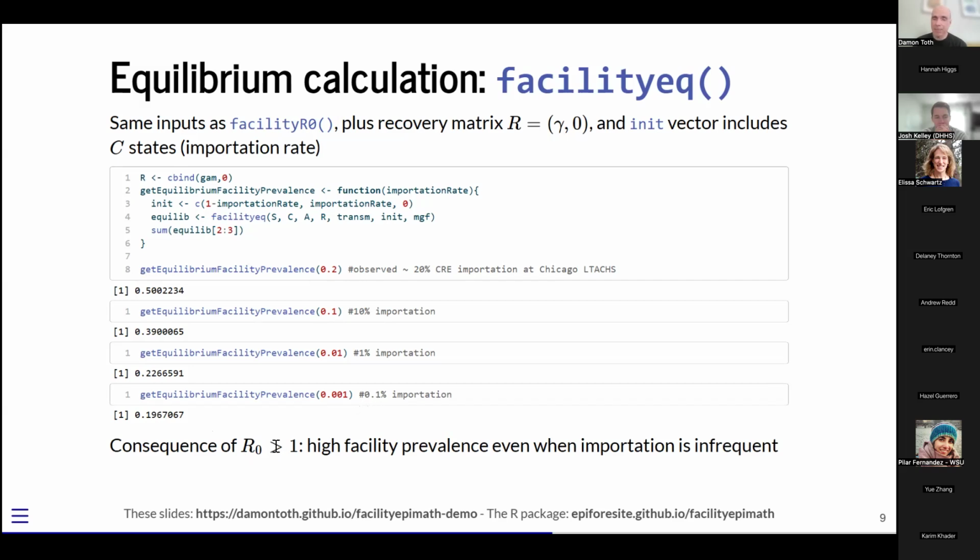Because people who acquire in the facility transmit to more than one other patient on average before they get discharged. You basically only need one importation to set off a continual chain of transmissions in the facility. And so even very rare importations can have a lot of infection happening in your facility because R naught is bigger than 1. So that's obviously a problem.